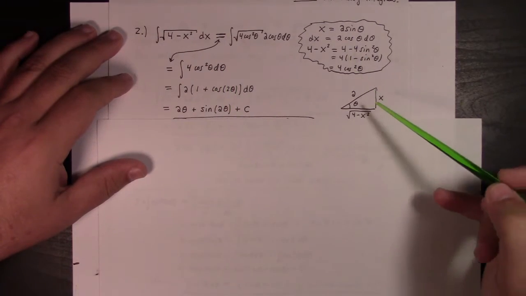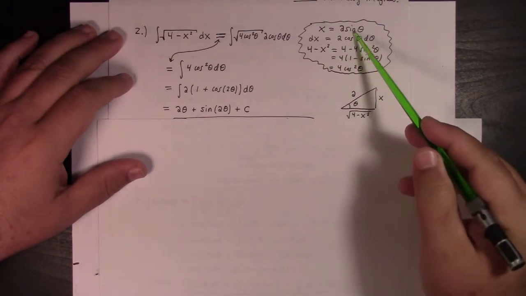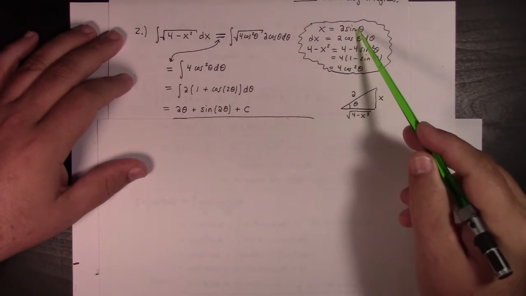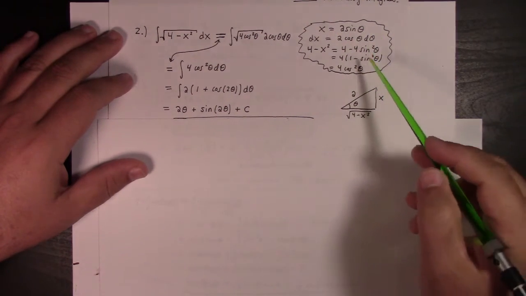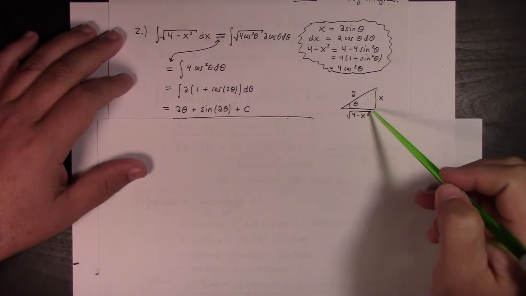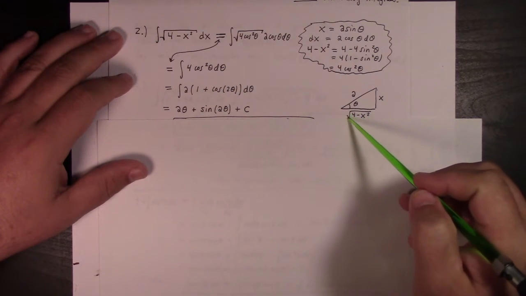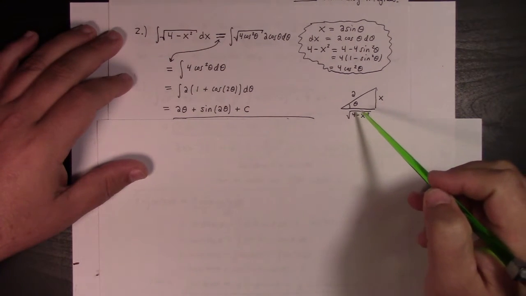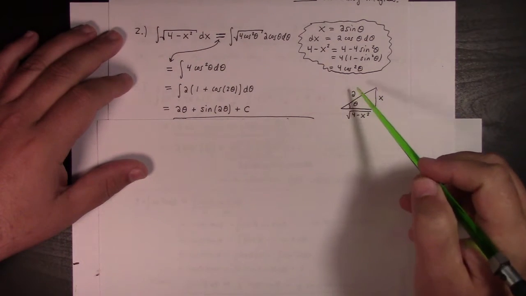So this is the picture which indicates this substitution. If we solve this, it gives us sine theta is x over 2, right? So you can think about the hypotenuse being 2, the opposite side being x. By process of elimination, the adjacent side is the square root of 4 minus x squared. Or by the Pythagorean theorem, if you like, this squared plus that squared has to give me that squared.